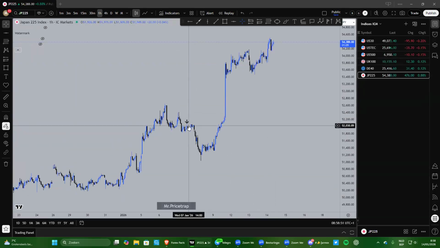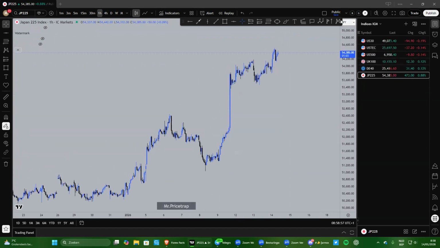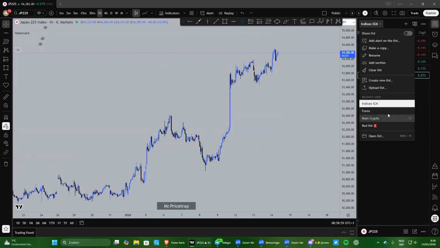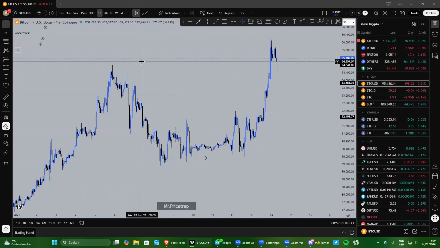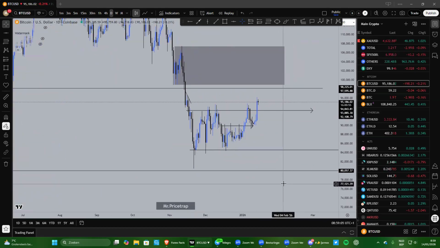Oh, I also shared this one. Japanese breakout retest. Boom. Look at that. Amazing. Good. So that's it. Let me go over the crypto. Look at that. I love it. This is looking good, to be honest. Finally, some volume.